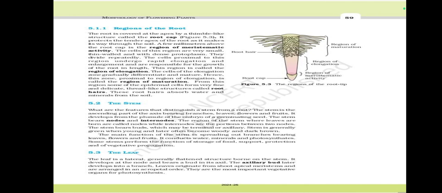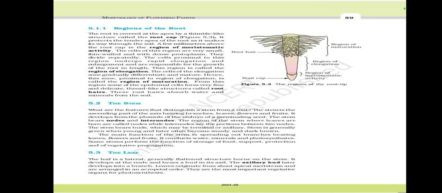Regions of the root. The root is covered at the apex by a thimble-like structure called the root cap, which is located in figure 5.3. The region of the root tip. It protects the tender apex of the root as it makes its way through the soil. A few millimeters above is the region of meristematic activity.